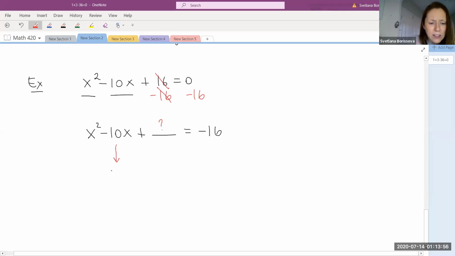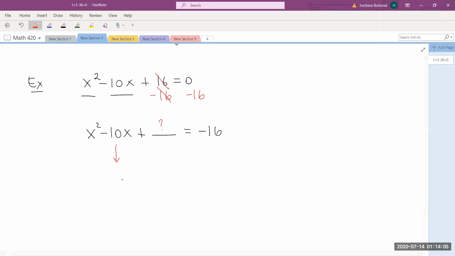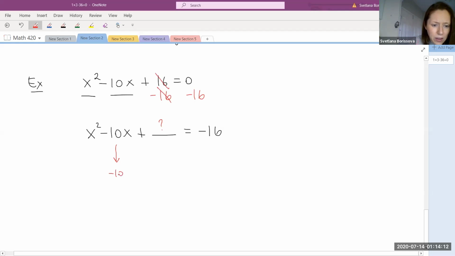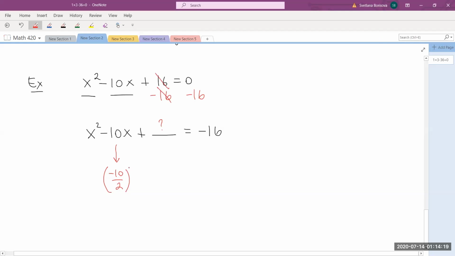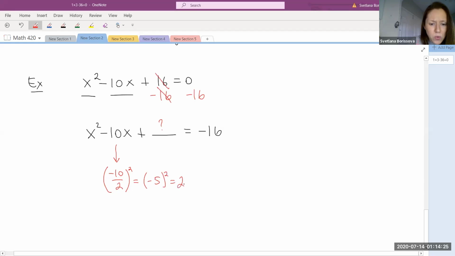So what is the first step here? What do we do with negative 10? You divide it by 2. Mm-hmm. So we divide it by 2, very good. So we take negative 10, we divide it by 2, and then what do we do with that quotient? Square it. We square it, very good. So that becomes negative 5 squared. Negative 5 squared is 25. And now that is the number that we have to place here, right? So we're going to insert 25.